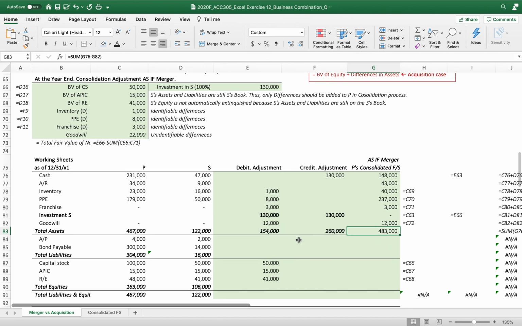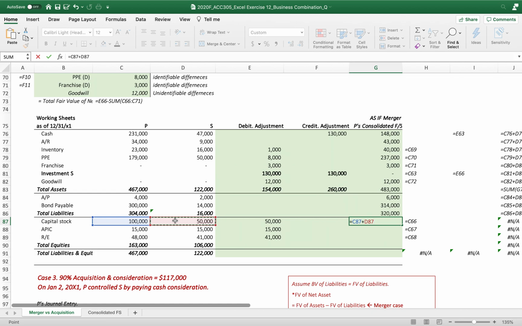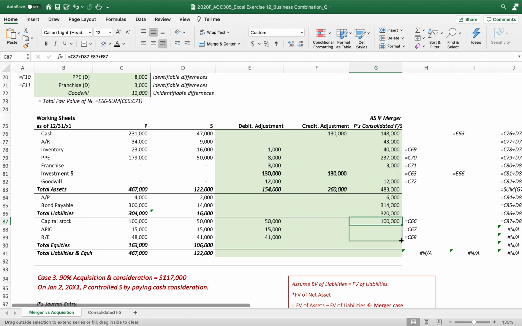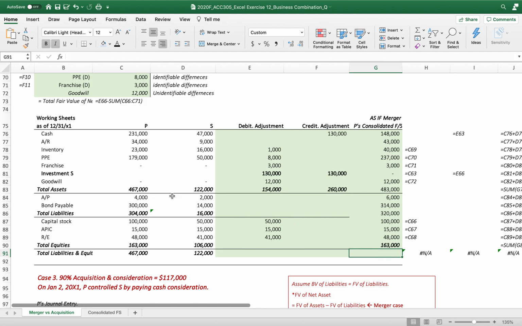Okay, then we don't have any liability, so we just combine these two. Combine these two. Okay, and then capital stock, we combine these two. The equity account on the debit means minus, so we put minus, but here plus. Okay, we don't have any credit, then got it. The sum of this new combination between P and S is $163,000. Then let's just double check.